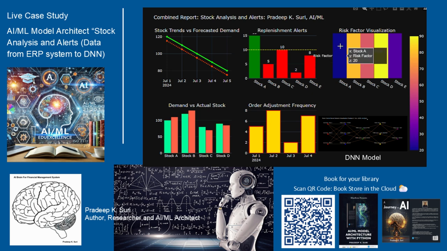Complex tasks: DNNs excel at handling complex tasks that traditional machine learning algorithms struggle with, such as image recognition, natural language processing, and speech recognition. Learning: DNNs learn by adjusting the weights and biases of their connections through a process called backpropagation.